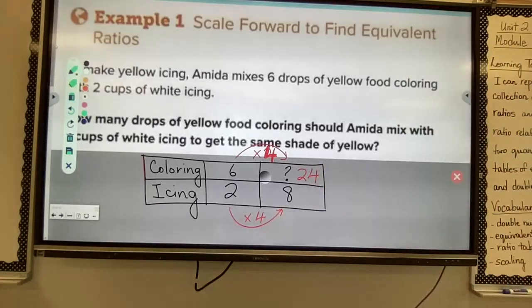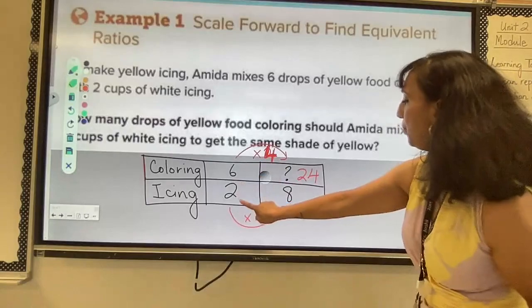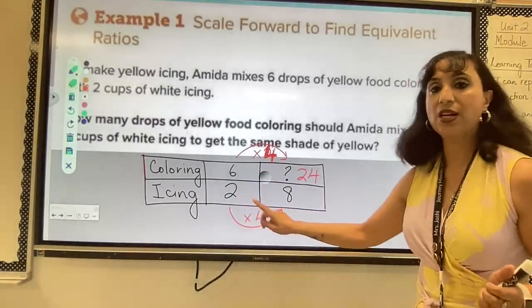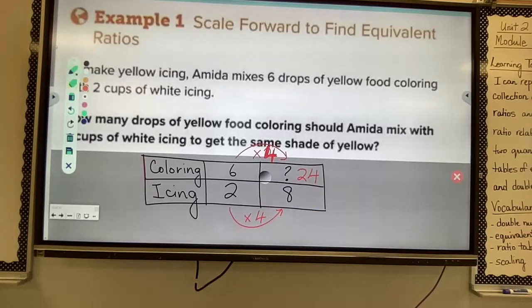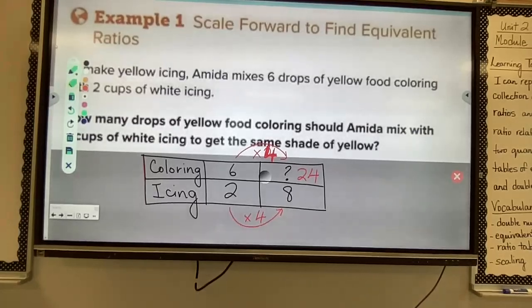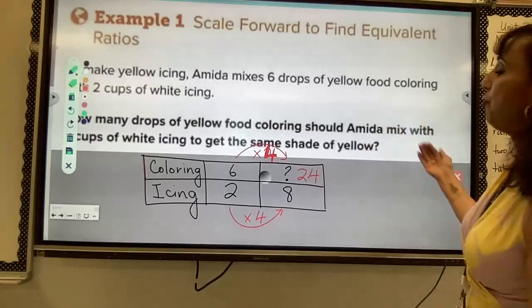Because 2 times 4 is equal to 8, we also multiply 6 by 4 to obtain 24. And so the ratio 6 to 2 is equivalent to 24 to 8. These are equivalent ratios. So Amida should mix 24 drops of yellow food coloring with 8 cups of white icing to get the same shade of yellow. So this was scaling forward.